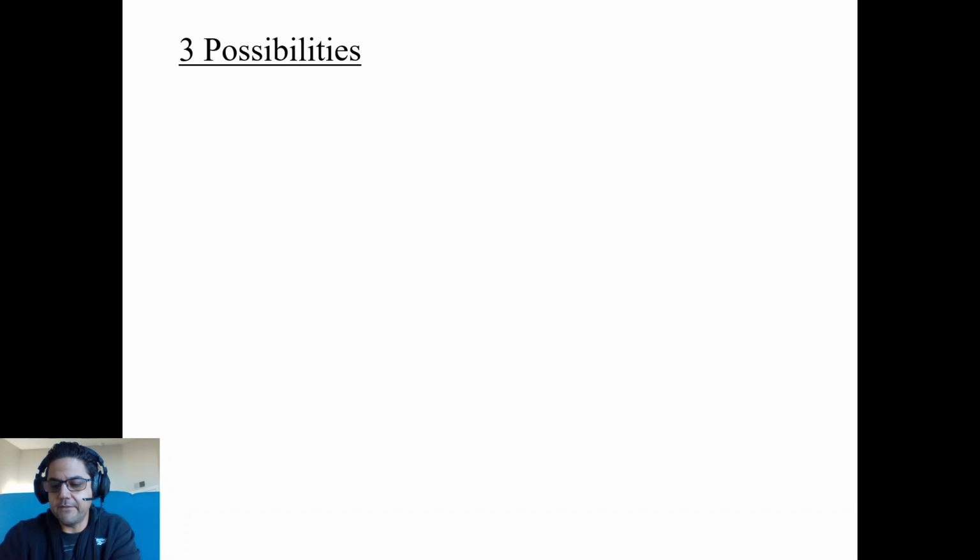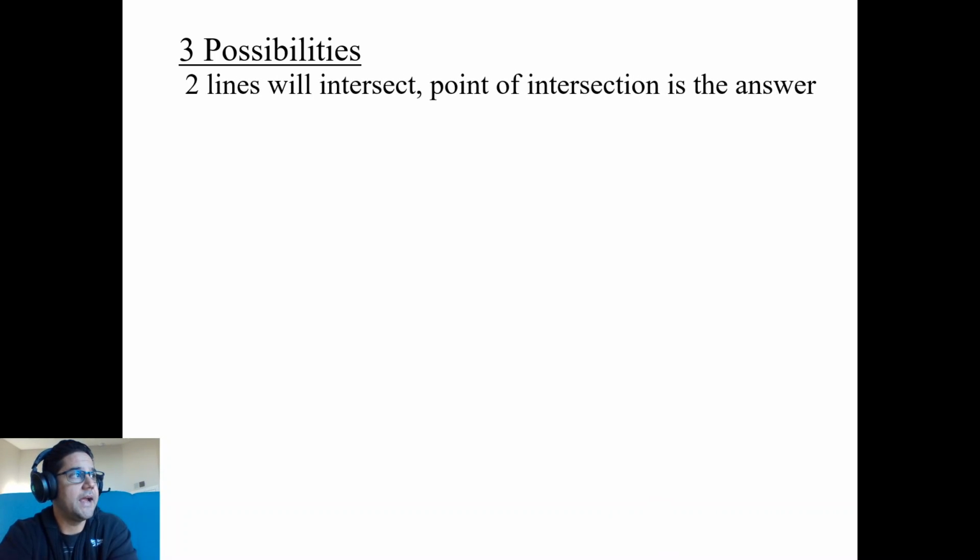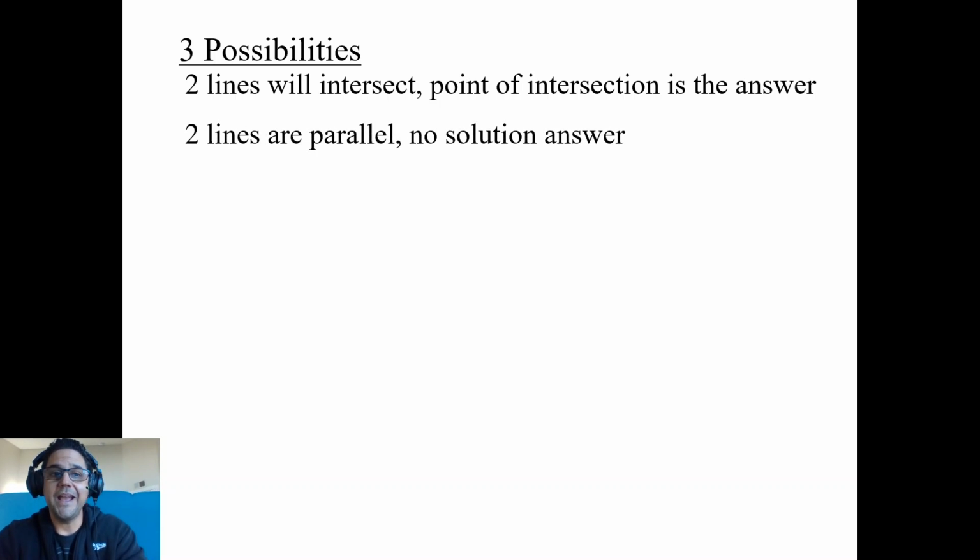When you graph, you have three possibilities. The two lines will intersect, like I just showed you with my arms. The point of intersection is the answer. Maybe that's like (3, -1). That's where they actually cross. Or you might have two lines that are parallel, so they will never cross. Therefore, it's a no solution answer because there is no point of intersection.